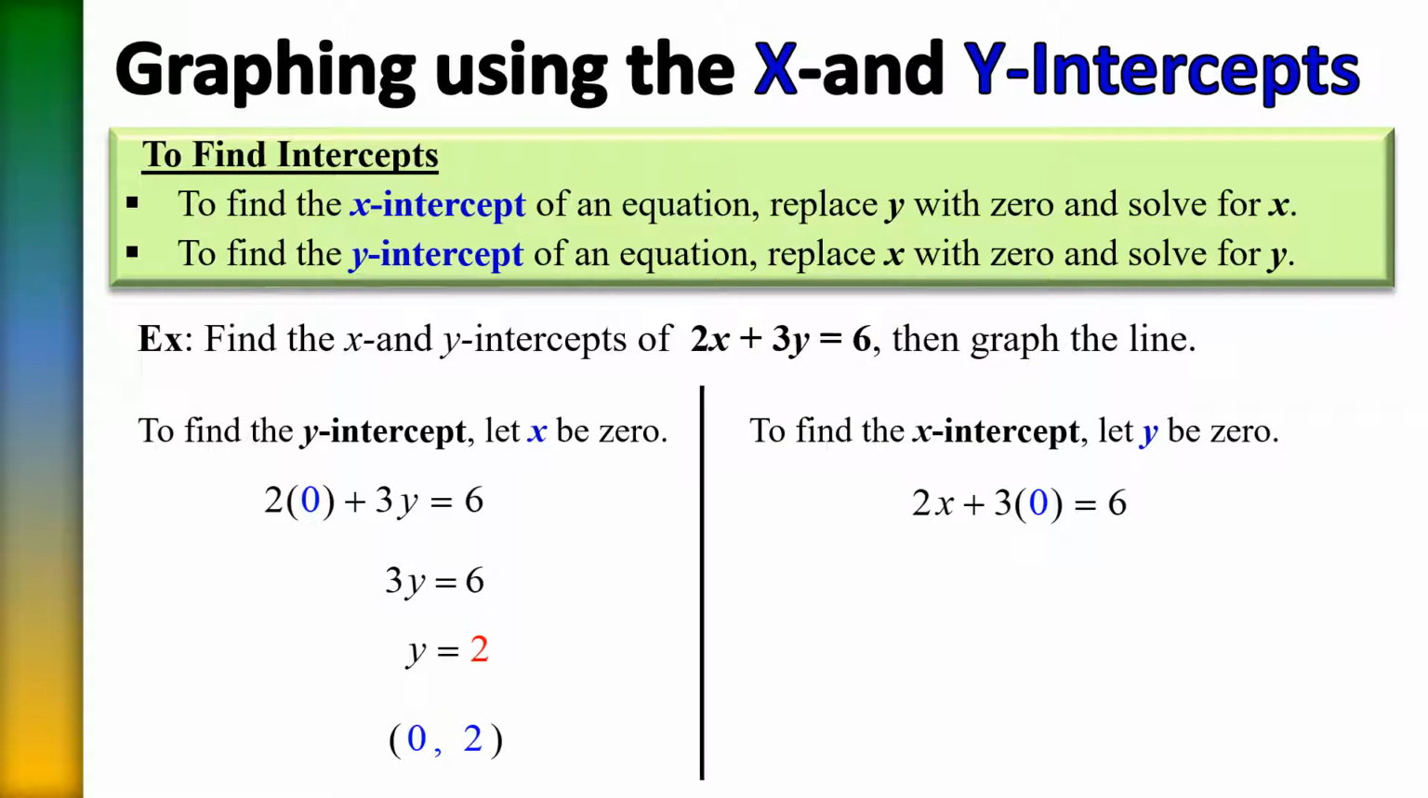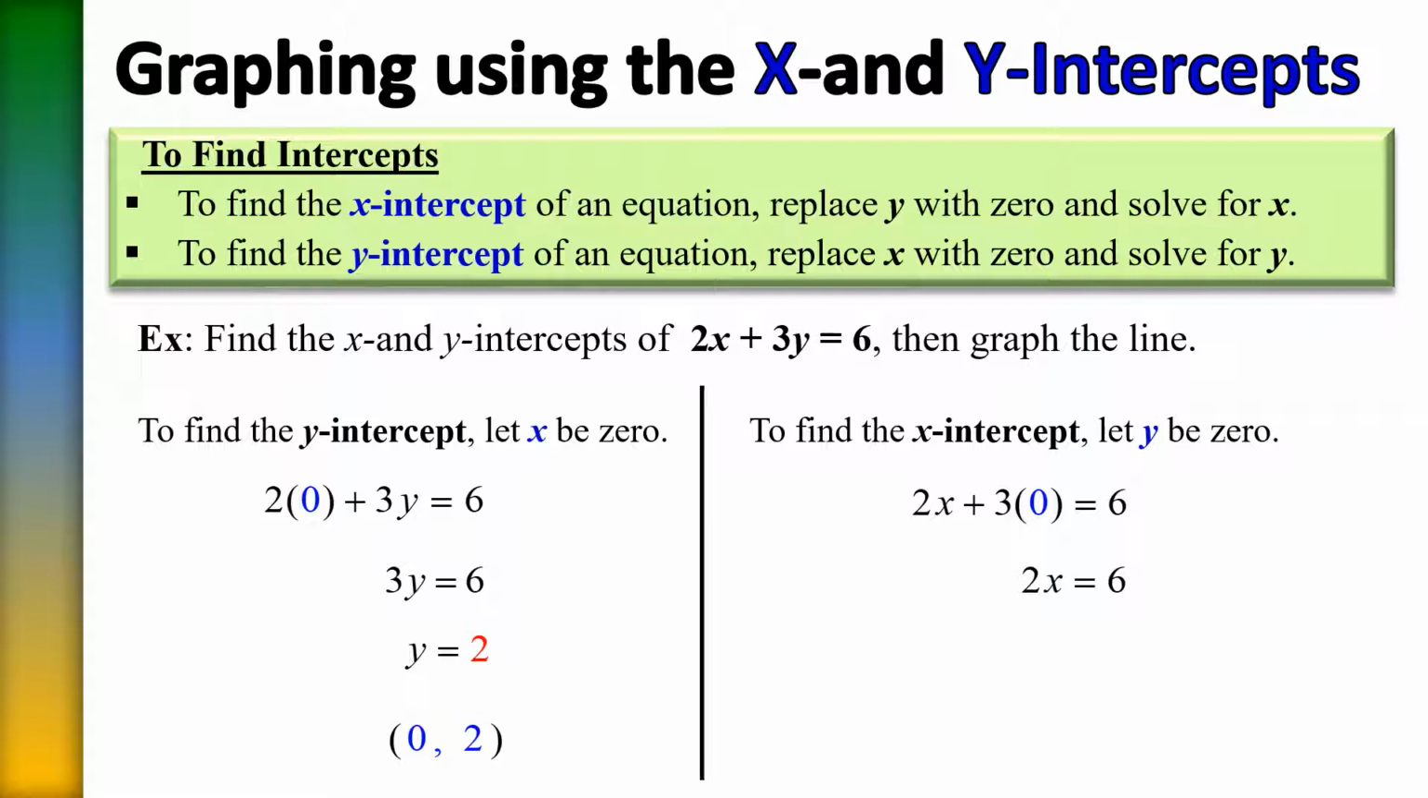Now the next time we're going to leave x alone and we're going to focus on y. So we're going to remove the y, replace it with 0. When we do that, we can clearly see that what we have on the left side is 2x and on the right side you have 6. So when we bring that down, we have 2x equals 6.